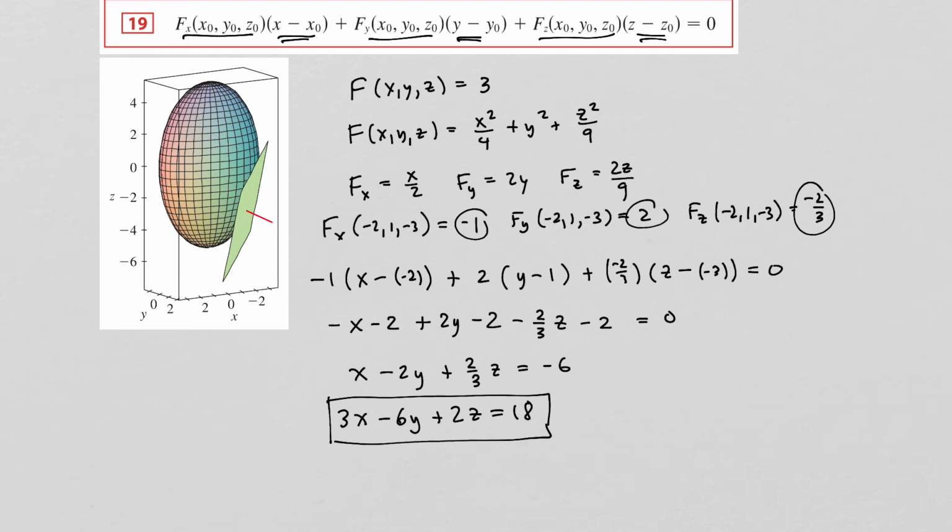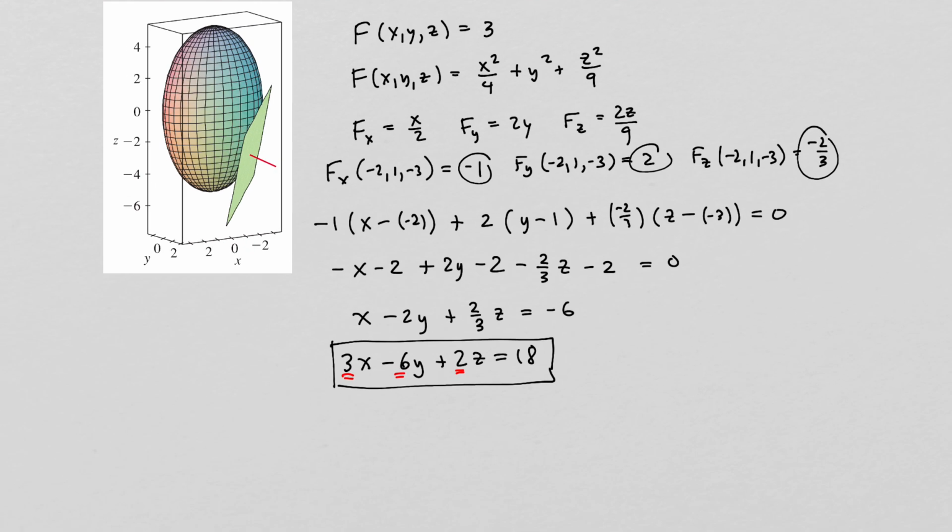Next, we want the equation of the line, which is perpendicular to that plane at that point. Now remember, the vector that you see here, the coefficients of x, y, and z in a plane, gives you the coordinates of the normal vector, right?